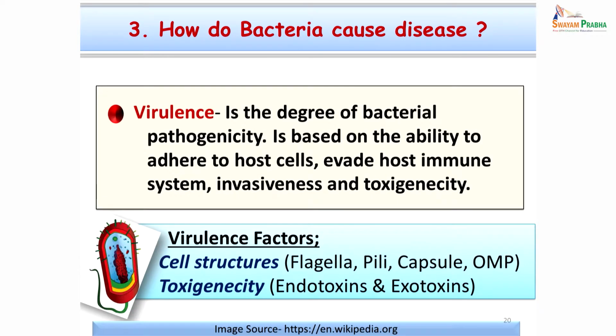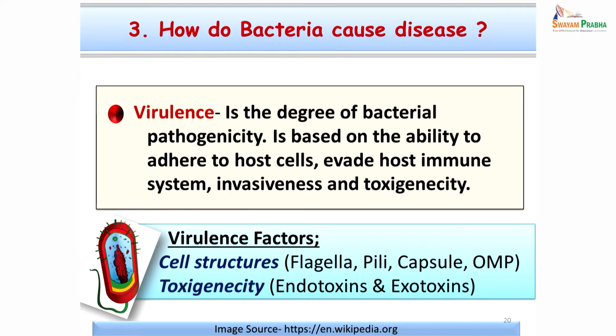Coming to the third question, how do they cause disease? They cause disease if they have virulence factors. So, what is the virulence of a bacterium? It is a degree of bacterial pathogenicity. It is based on the ability to adhere to the host cells and get away from the human immune attack, and how they invade and how they produce toxin is nothing but the virulence of these bacteria. The more virulence factors a bacterium has, the more pathogenic it is going to be.